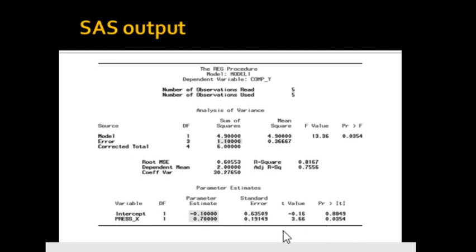So we conduct this test to see if beta 1 is significant in the model, and that X is providing information for the prediction of the value of Y.